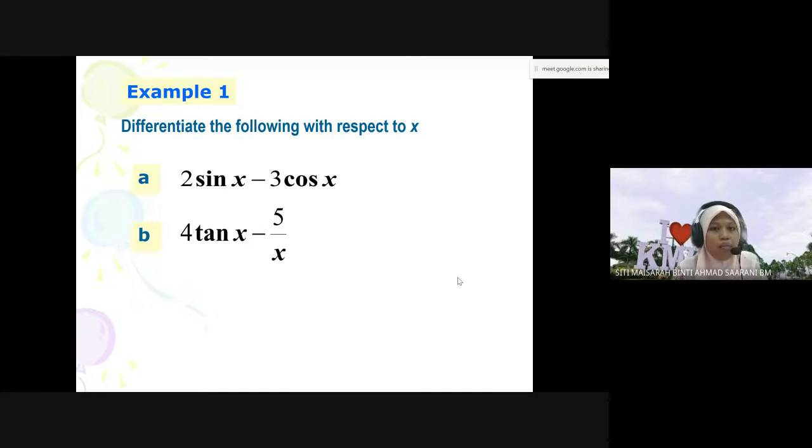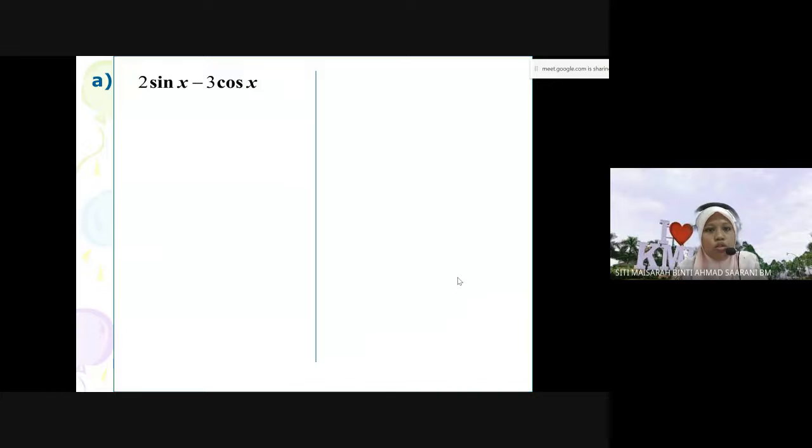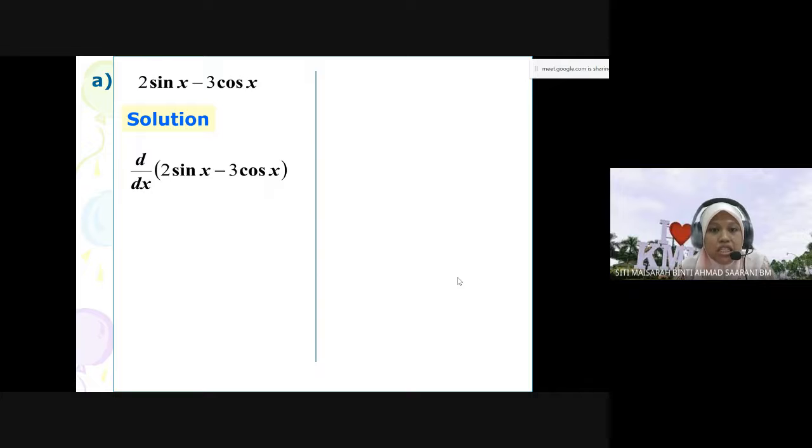Let's look at example 1. Differentiate the following with respect to x. A, differentiate 2 sin x minus 3 cos x. B, differentiate 4 tan x minus 5 over x. Okay, so the first one, 2 sin x minus 3 cos x. To differentiate with respect to x, 2 sin x minus 3 cos x, kalau awak observe, we have minus in the middle.